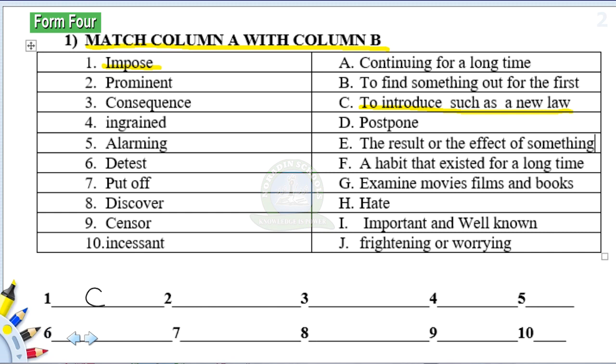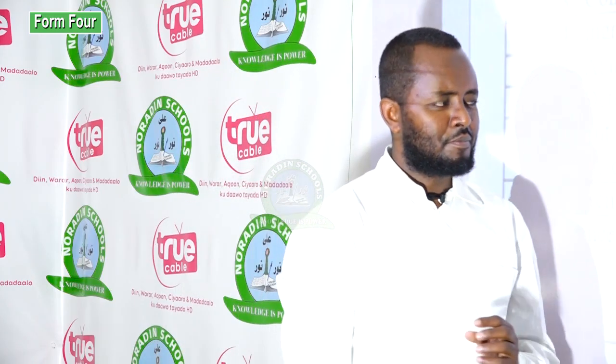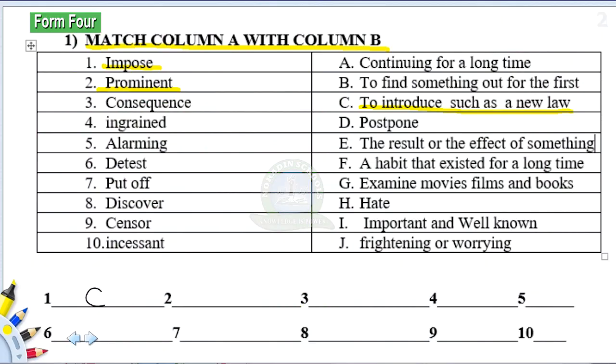What about prominent? Can you remember that word in your lessons? Prominent is important and well known. Important and well known. Use black, do not use red pen. I do like this one. Okay, prominent is important and well known. So this is I.